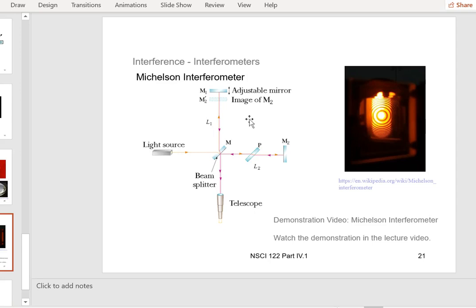So again, what can you do with them? You can measure wavelength by moving the mirror a known distance, or you can measure a small distance, knowing the wavelength, and you can also use them to measure indices of refraction, it turns out. That's a little bit more complicated setup, but you can do it.